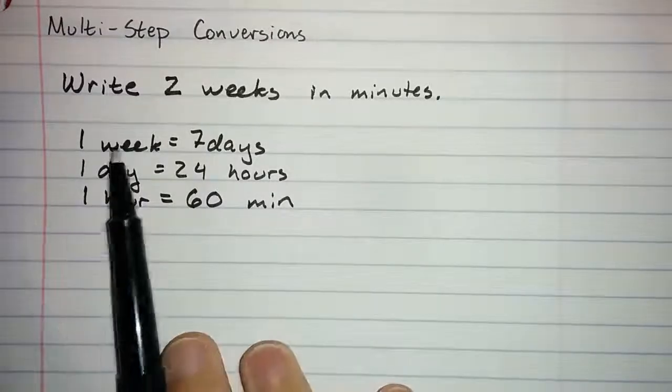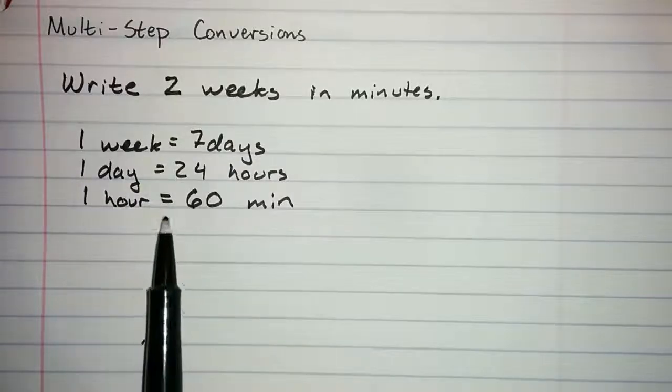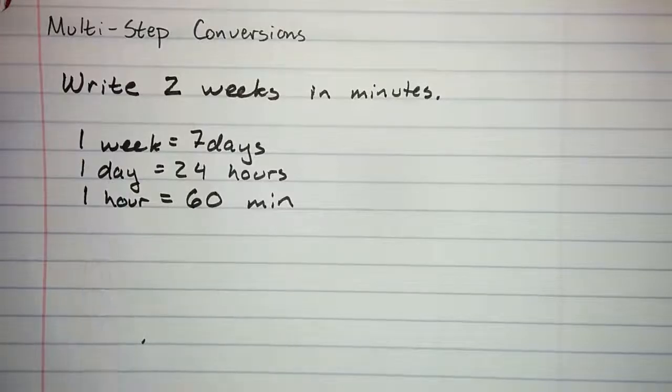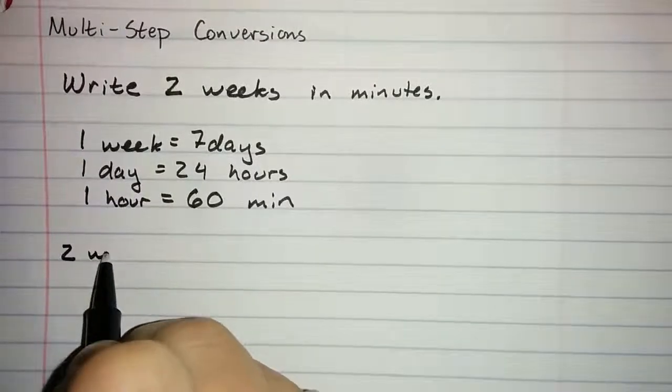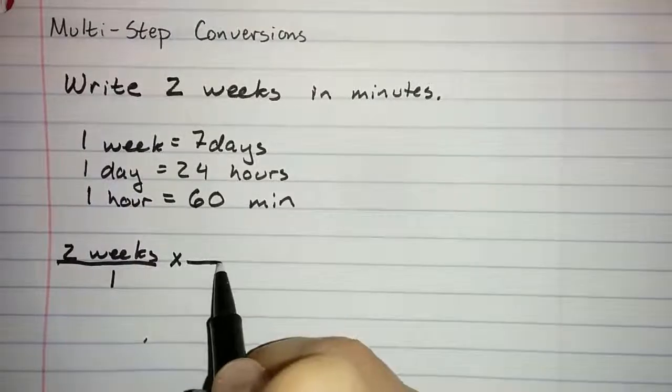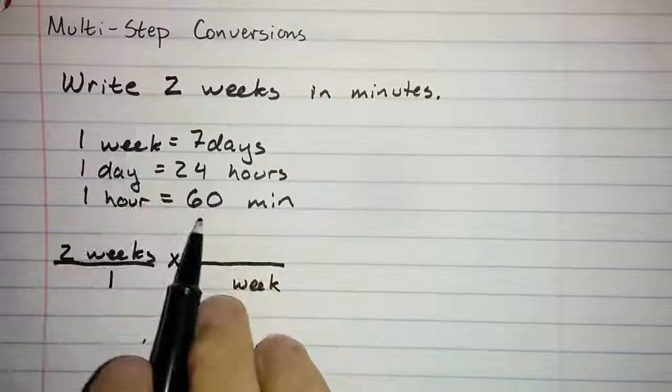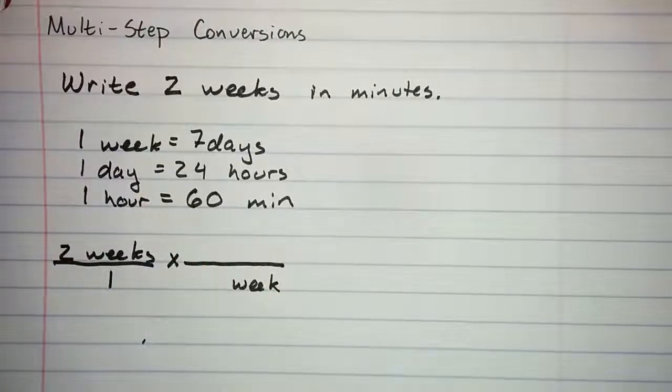And so this string, I know how many days in a week, how many hours in a day, and how many minutes in an hour, lets me convert from weeks to minutes in several steps. Let's see how that goes. I start with my 2 weeks over 1. Now I want to get rid of weeks. My goal is to get minutes. But I can't get minutes directly. I don't have any 1 week equals such and such minutes.